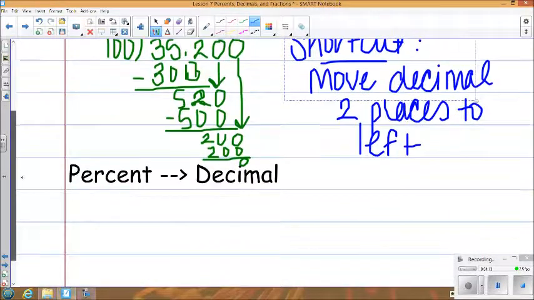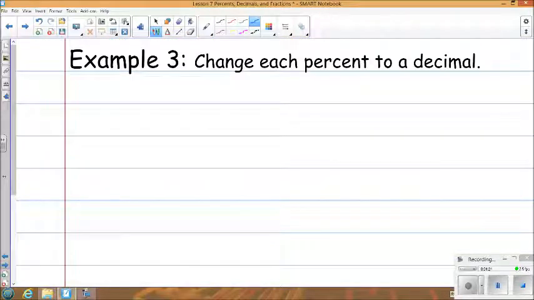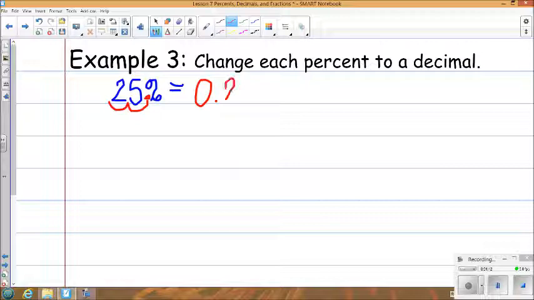So percent to a decimal, we're just moving 2 places to the left. Let's look at some more examples. If I have 25% and I want to convert that to a decimal, move the decimal 2 places to the left. Right now the decimal is really here because 25 is a whole number. So I'm going to get 0.25. So 75%, 2 places to the left, would give me 0.75.